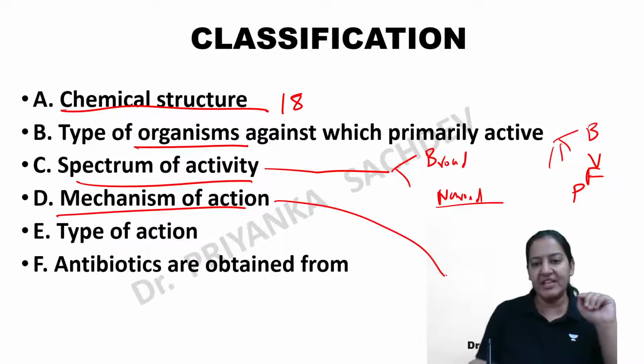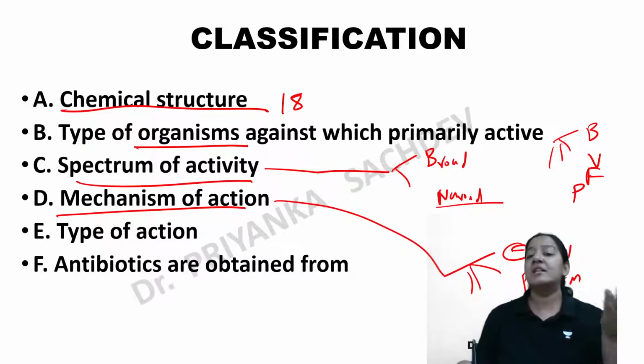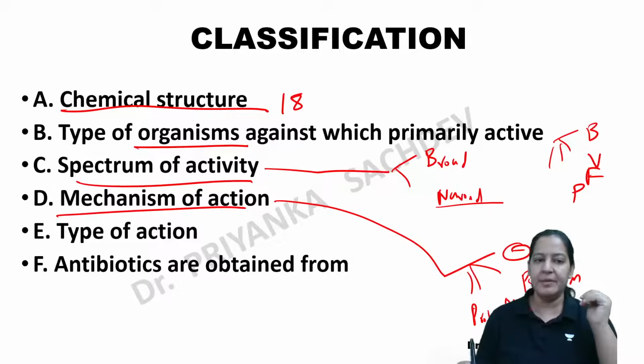Based on mechanism of action, we divide them into four categories. The one which inhibits cell wall synthesis, you know the names. The one which causes pores in the cell membrane, you know the names. The one which inhibits nucleic acid synthesis, you know the names. And the one which inhibits protein synthesis, you already know the names. Give me a thumbs up.